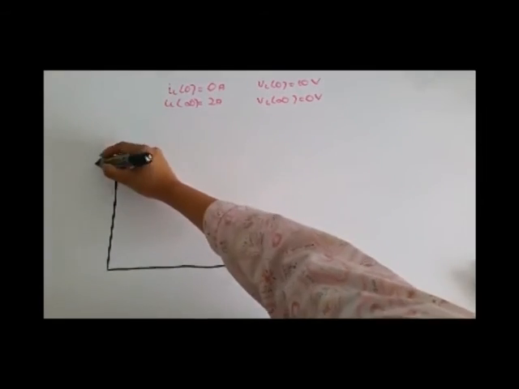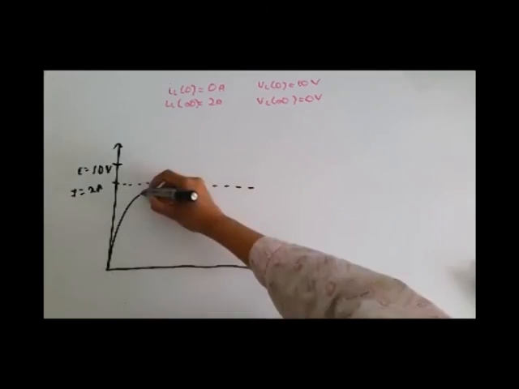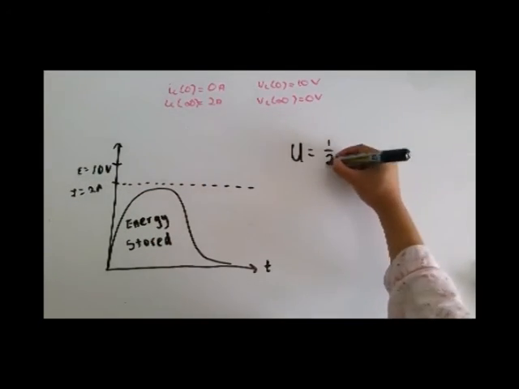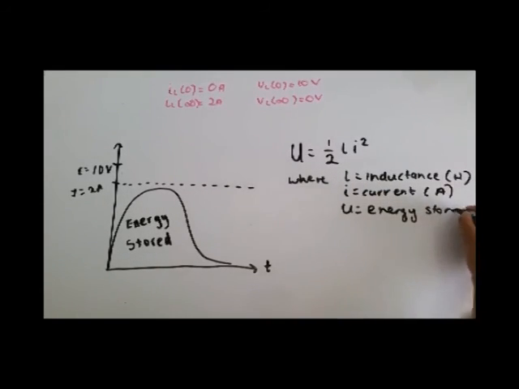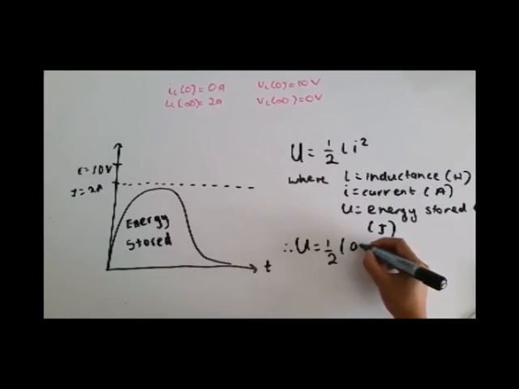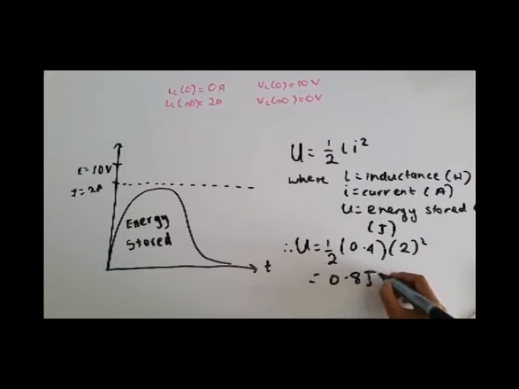As current flows through the inductor, it builds up a magnetic field through and around it. The more current, the stronger the magnetic field. This is how inductors store energy. The energy stored can be found using this equation. For our example, the energy stored in our inductor is equal to 0.8 joules. This is the final energy stored.